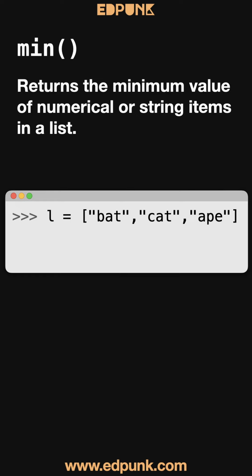For a list of strings, the min function returns the first item if the items are arranged in alphabetical order. For example, let us assign a list containing items string bat, string cat and string ape to variable L. Now, executing min of L returns string ape as it comes first if the items are arranged alphabetically.